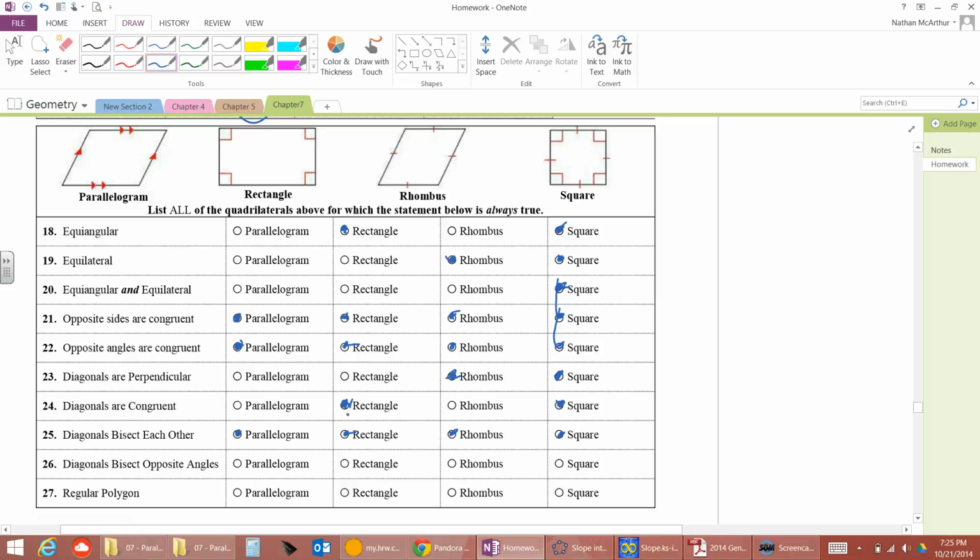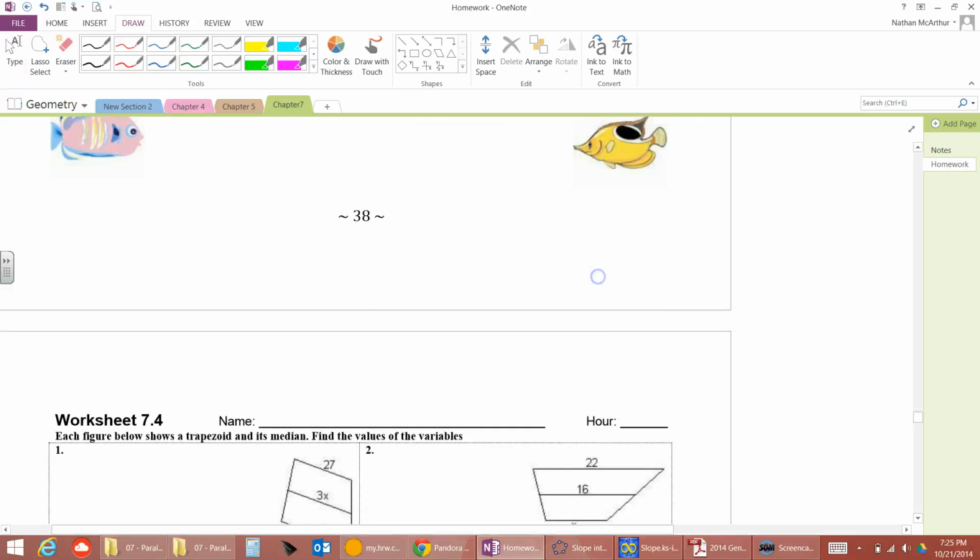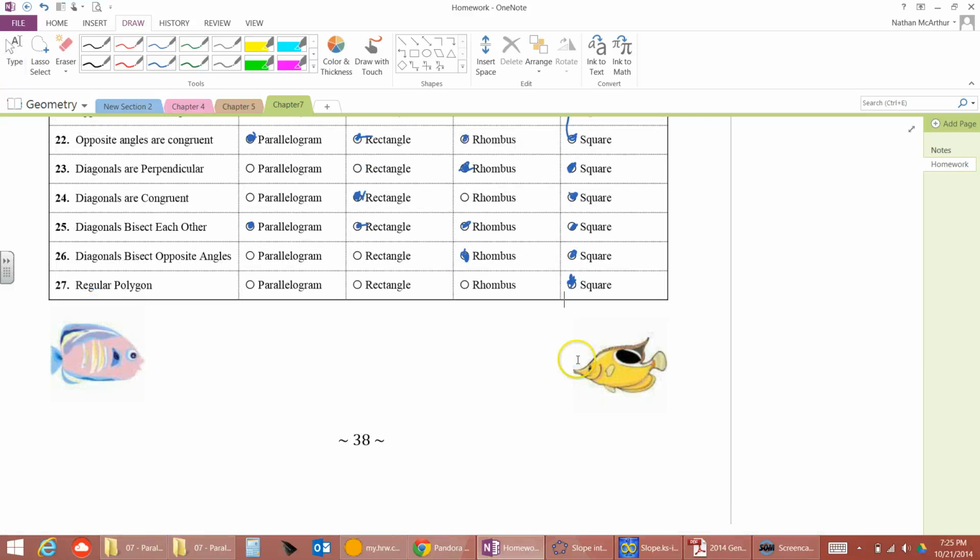Anyways, diagonals bisect opposite angles. That starts with a rhombus and continues into a square, because a square is a special type of rhombus. Regular polygon. Which of these four is a regular polygon? We discussed that a regular polygon is equilateral and equiangular, so the only answer can be square. And I believe that finishes your homework for 7.3.